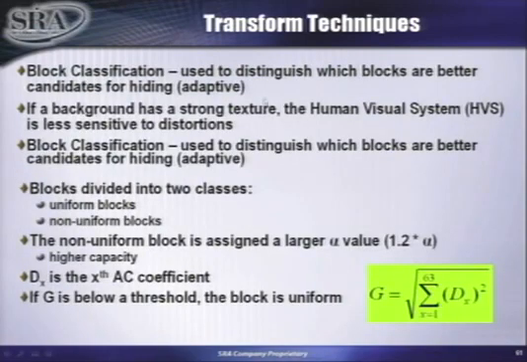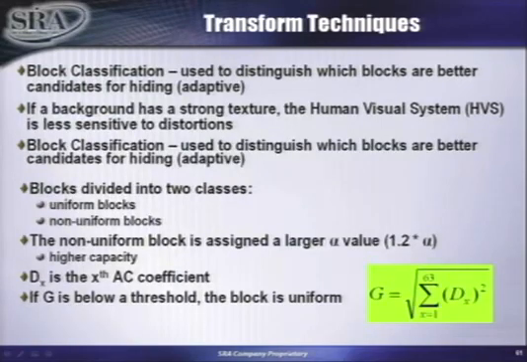A few other things. This author had a block classification technique where he said, let's measure the complexity of this block, and if it's higher complexity, then we can hide a little bit more, so it tweaks the values a little bit. If it's lower complexity, then we can't. And so basically he divided the blocks into 2 classes, either uniform or non-uniform. And if it was a non-uniform block, we could assign a little bit larger alpha value.